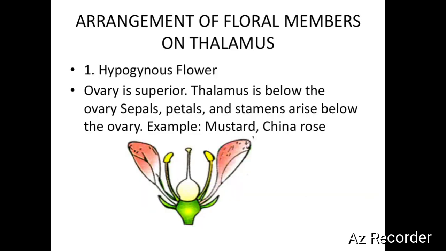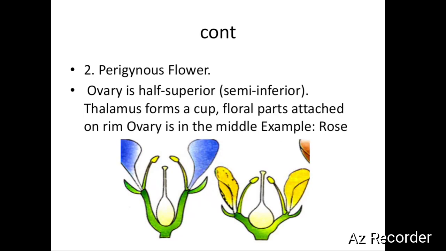So for the arrangement of floral members on the thalamus, we can categorize these flowers as hypogynous: flowers with an ovary that is superior and the thalamus that is below the ovary. Sepals, petals, stamens rise below the ovary. And we have mustard and China rose as an example.